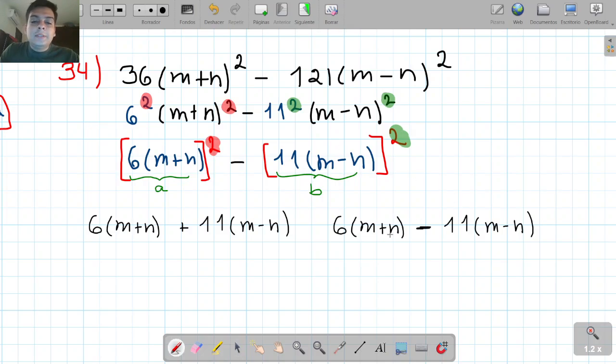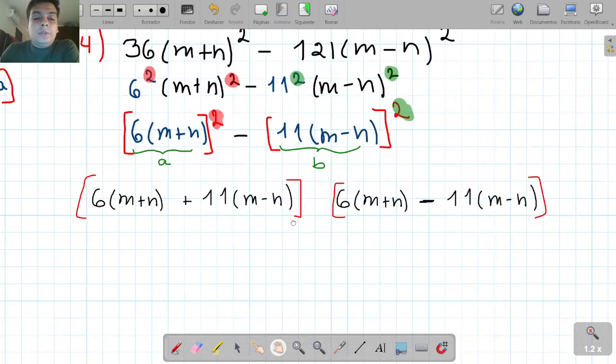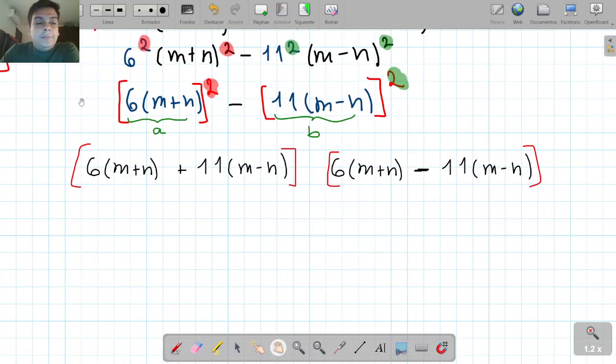But now you can see this is flying around. Let's put the parentheses. Now we are not done because we need to get rid of these parentheses. So let's write it. 6 times m is 6m. Yes, we have to do the operation that is inside. 6m, we have 6n, 11m, and minus 11n.